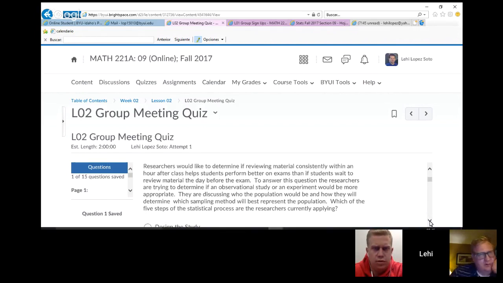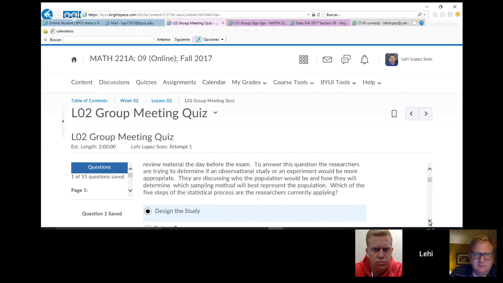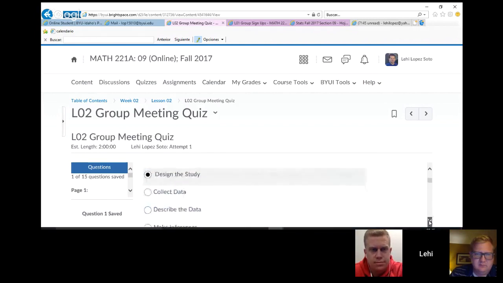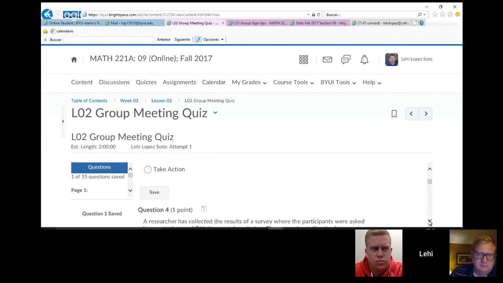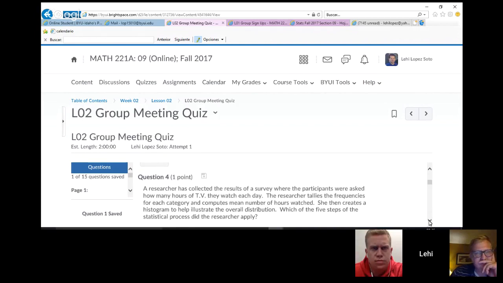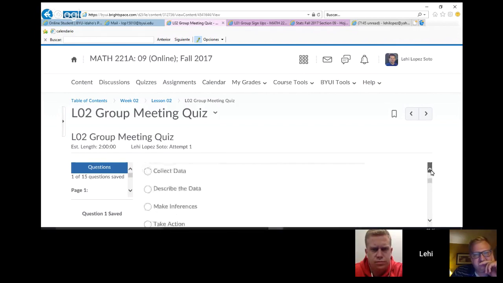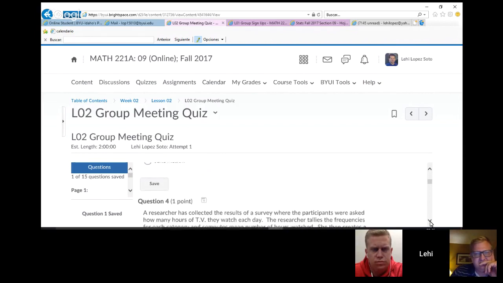Yeah, that's correct for the first one. Yeah, they're figuring out what they are going to do. Okay. How many opportunities do we have on this? Only one? I think you usually get 2. Okay, 2. And you just did question 3, is that right? Yes. And select the first option, which is design the study. They are figuring out what to do for the study.